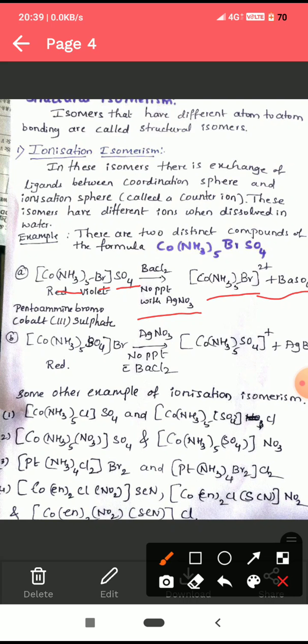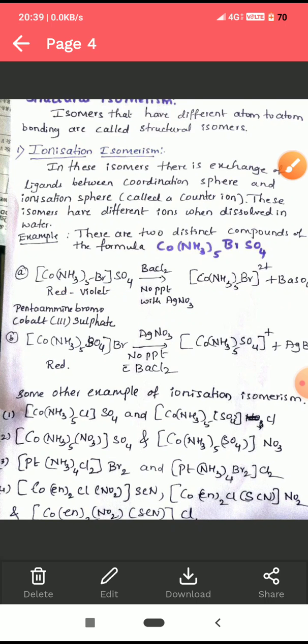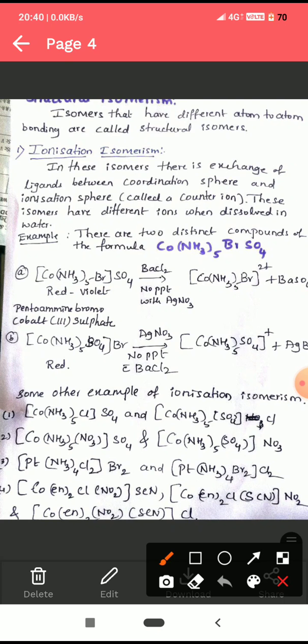When we see the second isomer, there is [Co(NH3)5SO4]Br. In this complex, sulfate is in the coordination sphere and bromide is in the ionization sphere. It also gives two ions, but the ligands which undergo ionization are different. When this complex is reacted with AgNO3 and barium chloride, here we are going to get AgBr precipitate.